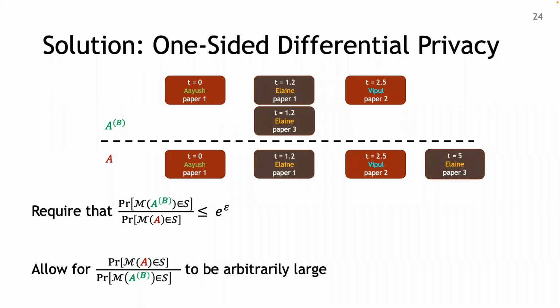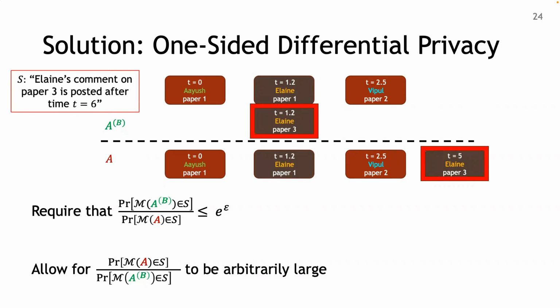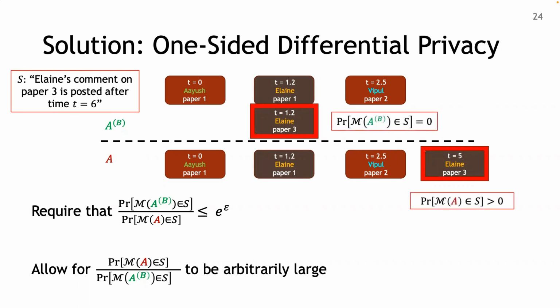And what does this mean? Well, let's consider a concrete example. Say we're letting S, the set of potential outputs, be the set of events where Elaine's comment on paper 3 is posted after time equals 6. The comment is shown in red here. Suppose you had some mechanism that releases this comment in red after time 6 with probability 0 in world AB, but with probability greater than 0 in world A. Then if you see that this event happens, you will learn that you are in world A and not world AB. But that's fine, because being in world A, all you've learned is that Elaine didn't batch her comments, and we said that's not a privacy violation.